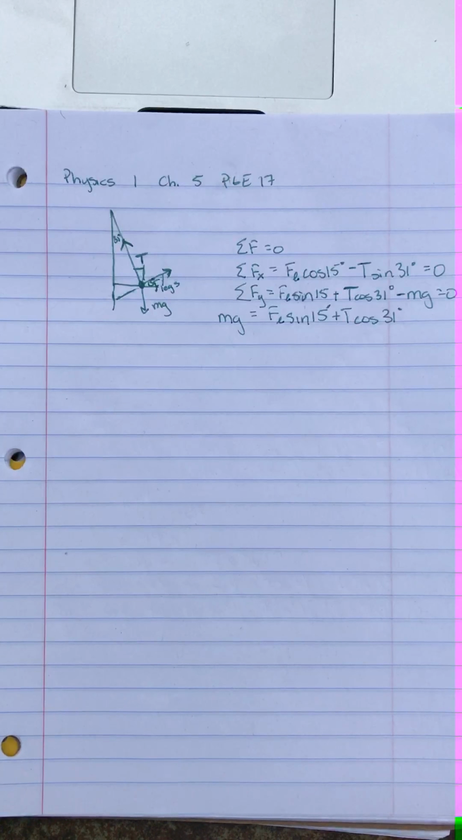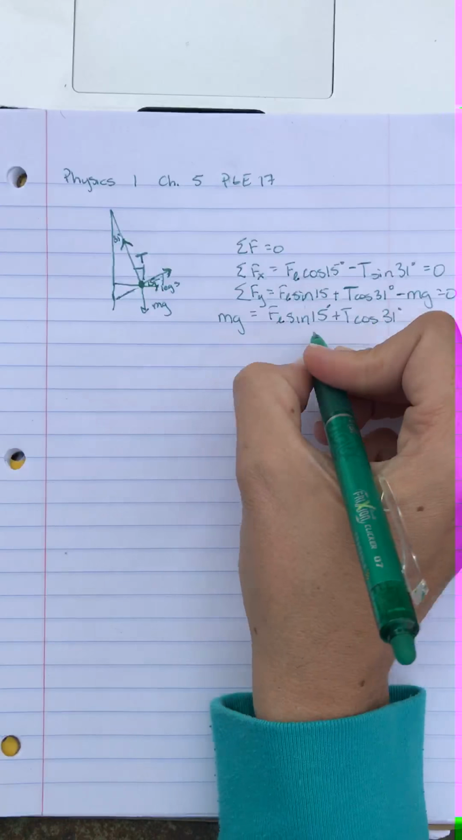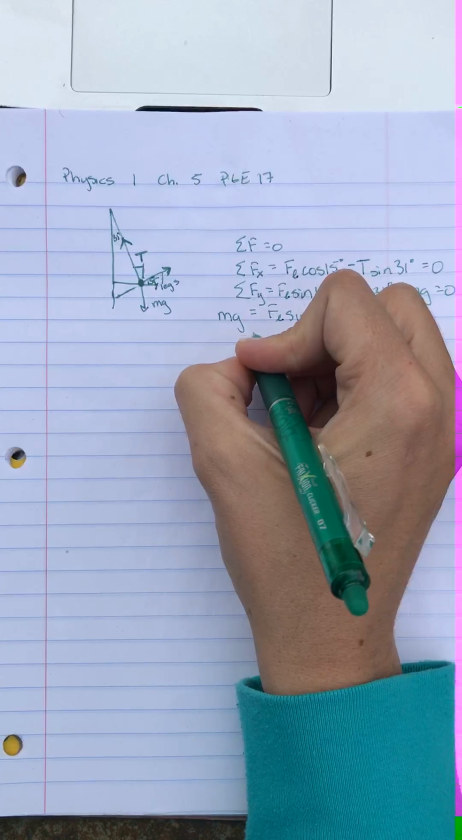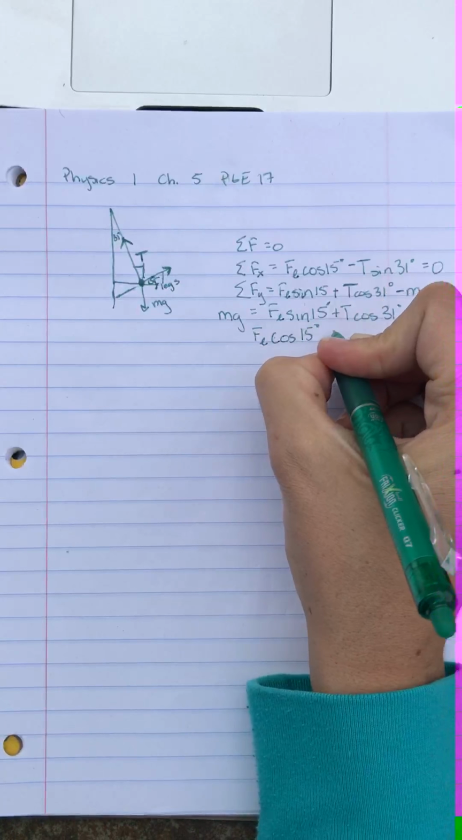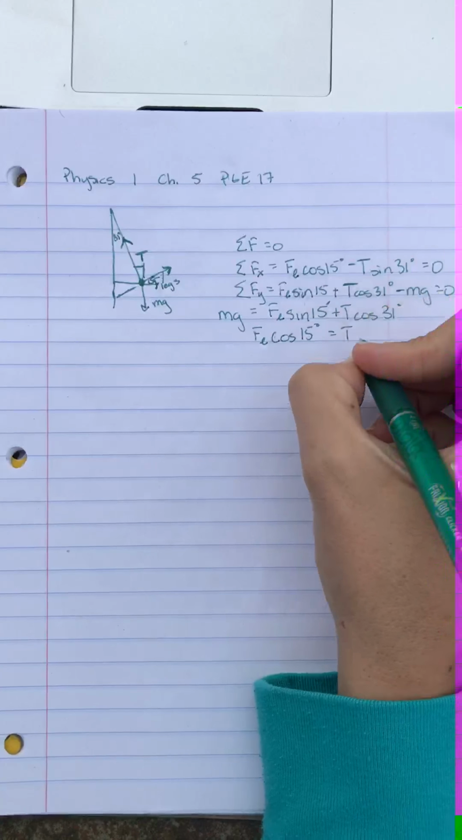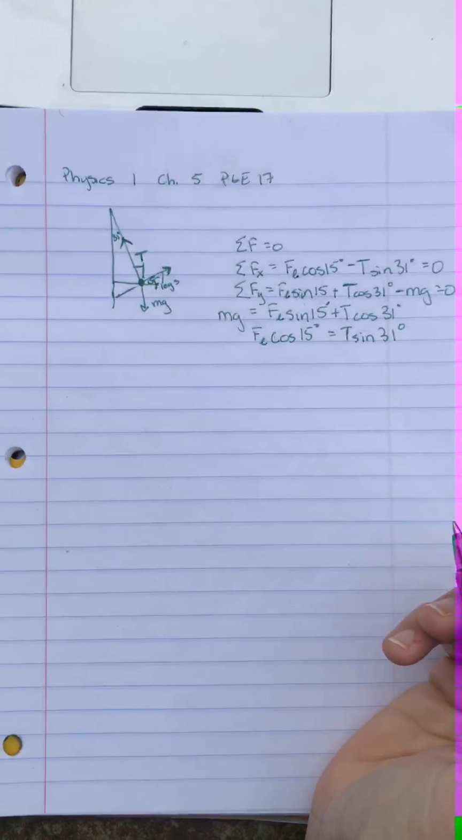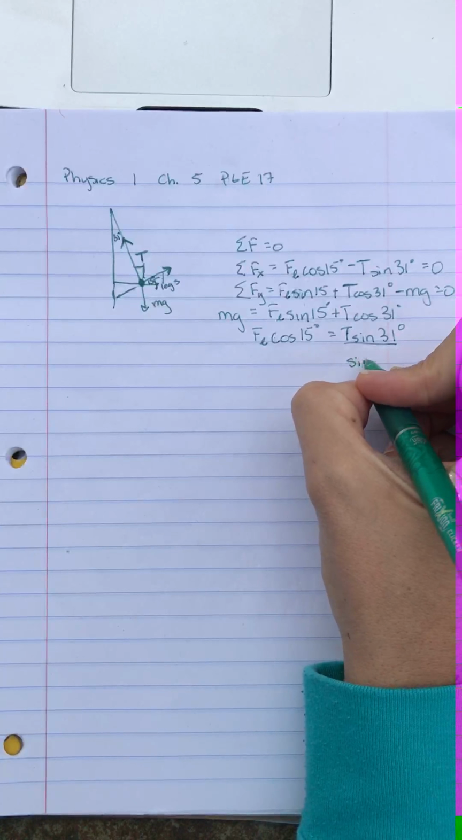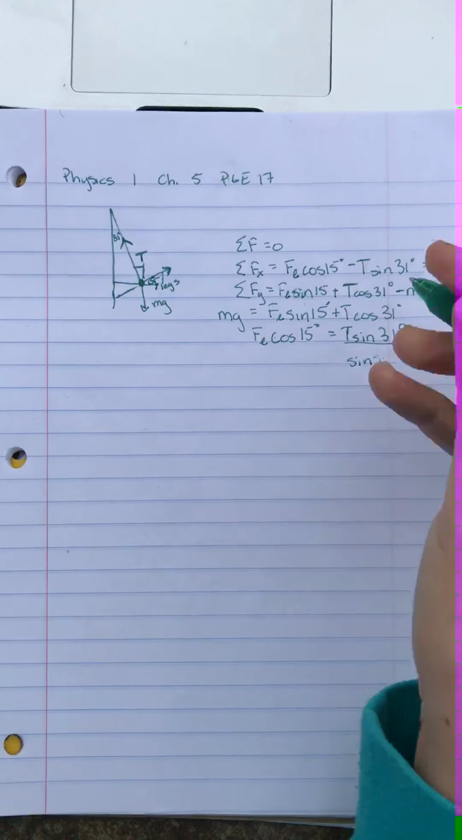Okay, now we can use this one. We can set these equal to each other so that we can get either the force in the legs or the tension. So we know that F, the force on the legs, cosine of 15 degrees equals tension, right? Just moving that over, times the sine of 31 degrees. So then I can find the force of tension by just dividing both sides by sine of 31 degrees.